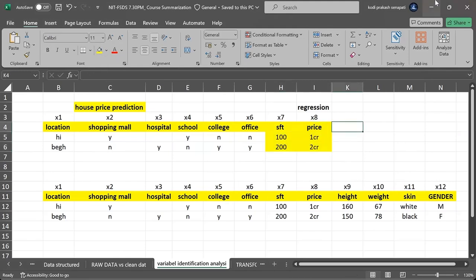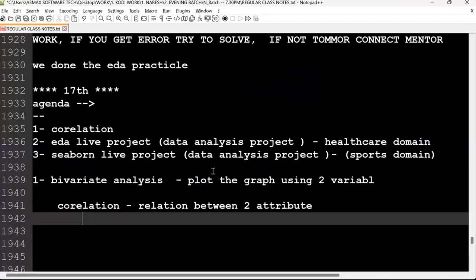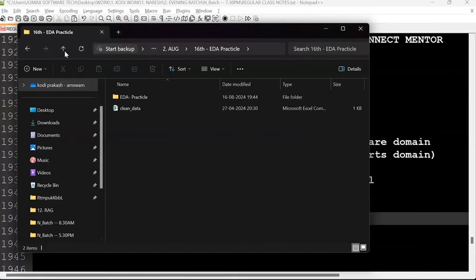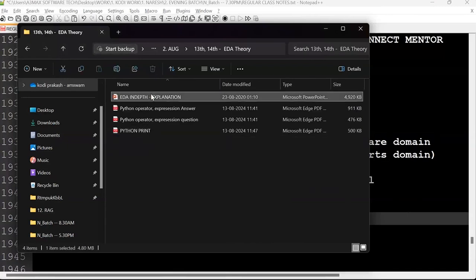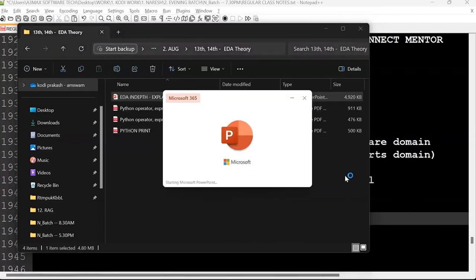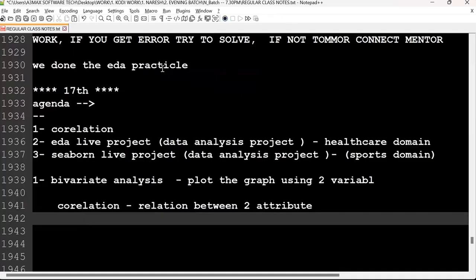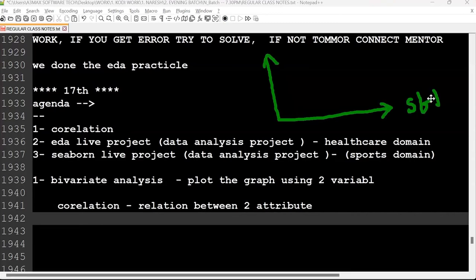How? I want to show this graph again. Let me open. I forgot to mention that on the EDA day, in the EDA theory. Okay, I want to plot this graph now. Just have a look at it. See here, x-axis is square feet, y-axis is price. Understand? X-axis is square feet of the house, y-axis is price of the house.